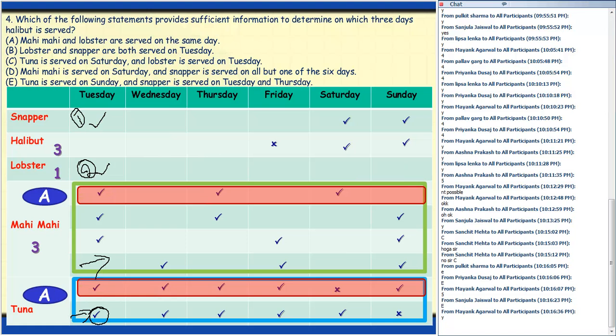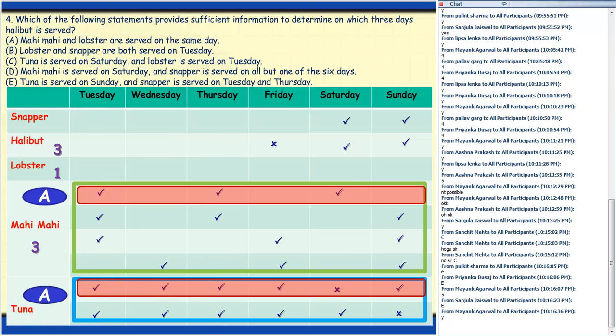It can be Wednesday, yes. You can see it here: 1 item, 2 items and 3 items on Wednesday. Or it can be on Thursday also. If I take Thursday, this is the first item, this is the second item, this is the third item. So again, you are getting two possibilities. It can be Wednesday or Thursday. So option B is also not the answer.